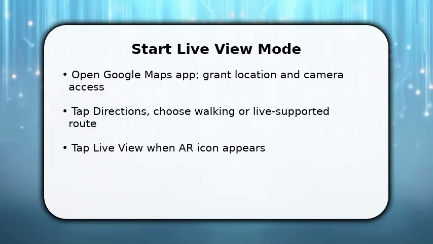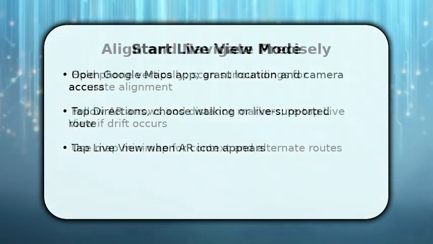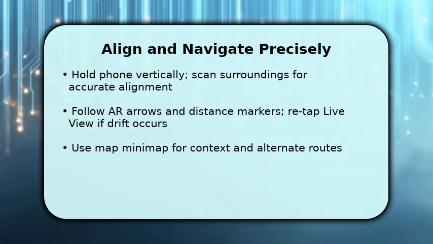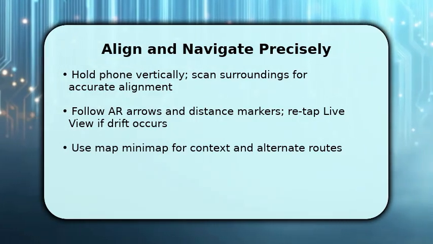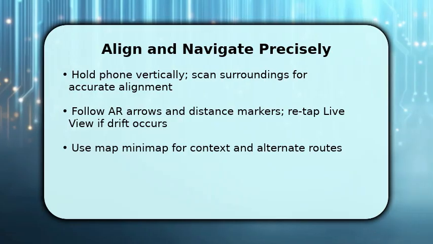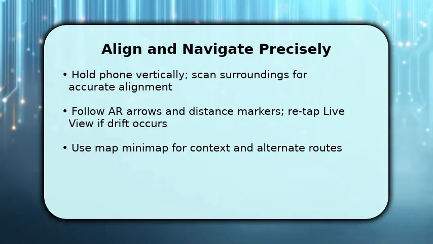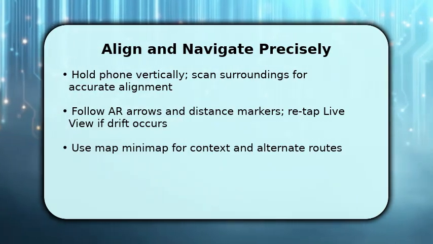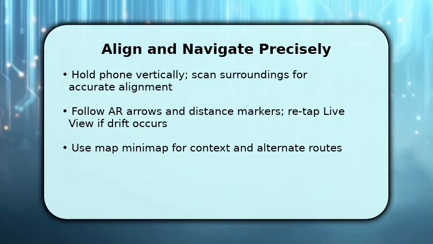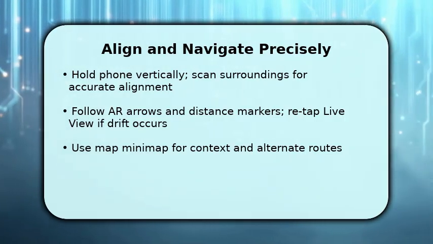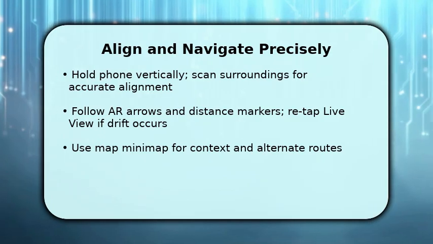Now you're in the augmented navigation interface, and you should hold your phone vertically and scan the environment so the app can match on-screen features to the real world. This alignment reduces drift. As you walk, follow the AR arrows and distance markers. These update in real time so you know which way to turn and how far to go. Once you reach intersections, glance at the minimap for context and to confirm alternate routes.